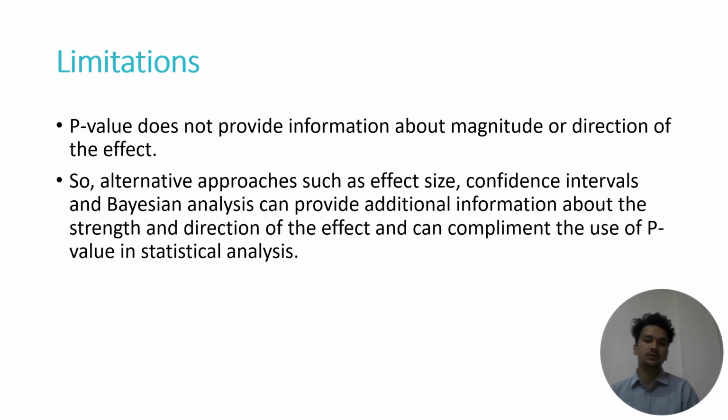Limitation. P-value does not provide information about the magnitude or direction of the effect, so alternative approaches such as effect size, confidence intervals, and Bayesian analysis can be used along with the p-value in the statistical analysis, which can provide additional information about the strength and the direction of the effect.